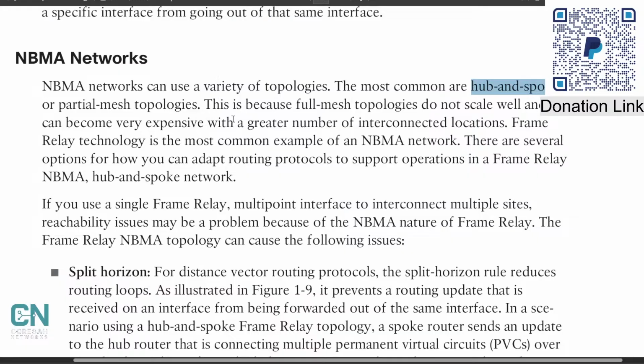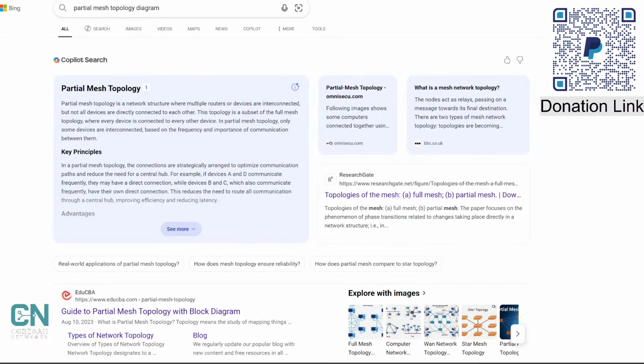This is because full mesh topology does not scale well and can become very expensive with a greater number of interconnected locations. Frame relay technology is the most common example of an NBMA network. What is frame relay technology? Good question.